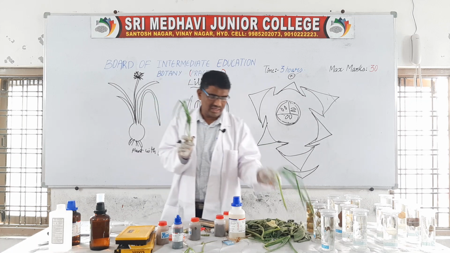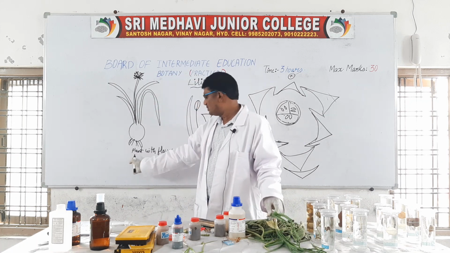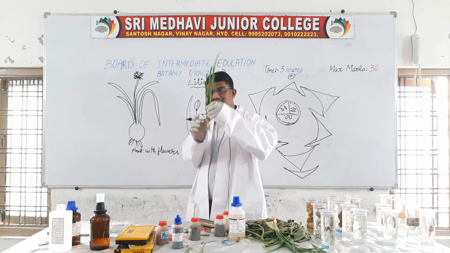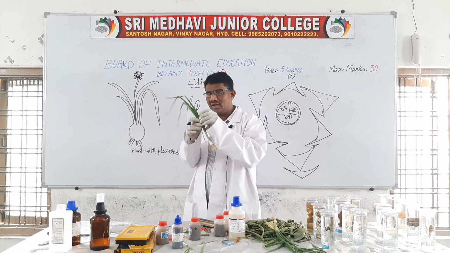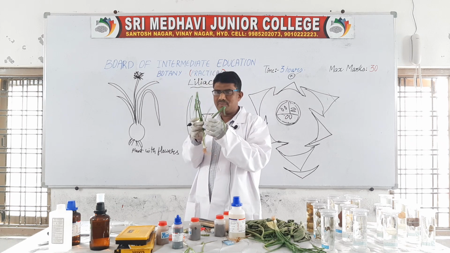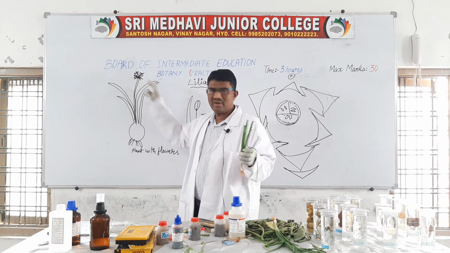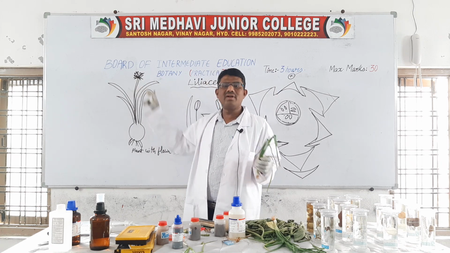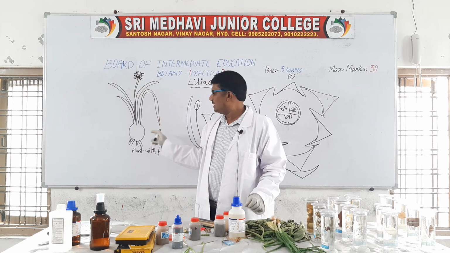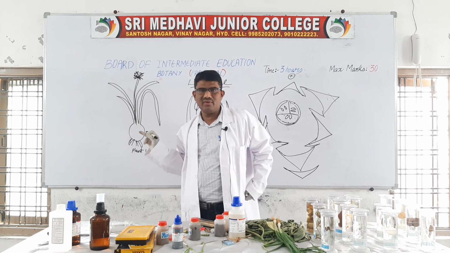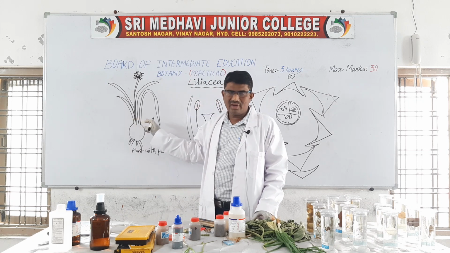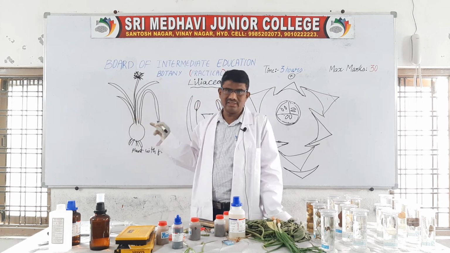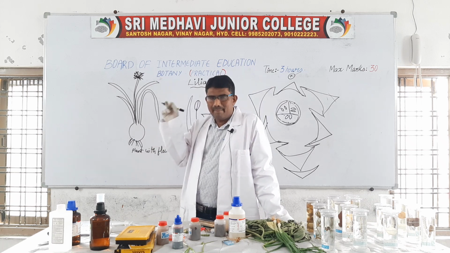First, twig with inflorescence. Plant with inflorescence means this is the plant. After maturity, on this plant, they develop into flowers, meaning the inflorescence will be developed on the plant. This inflorescence is called umbel inflorescence. Umbel is a racemose type.